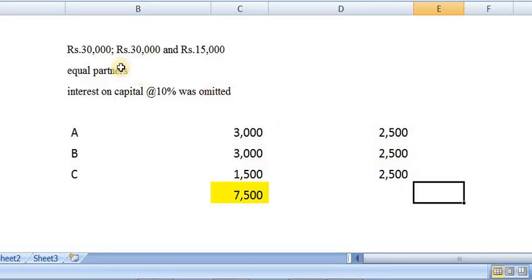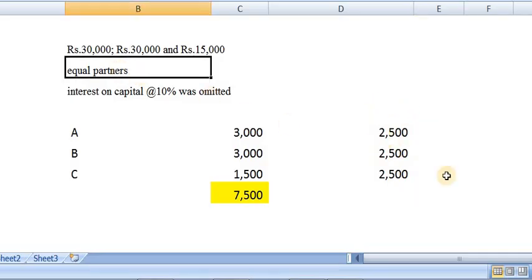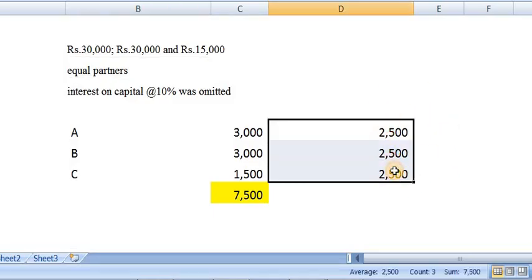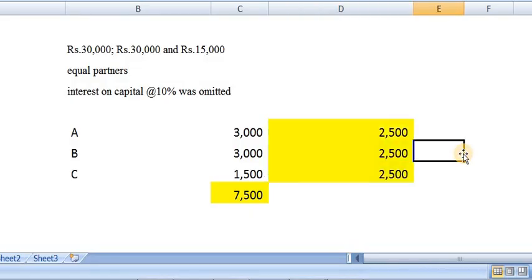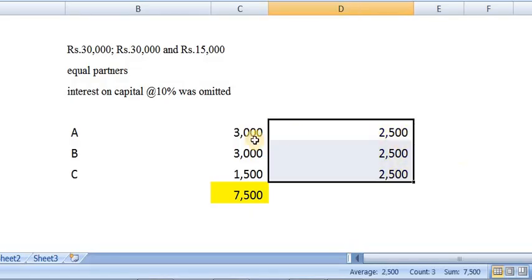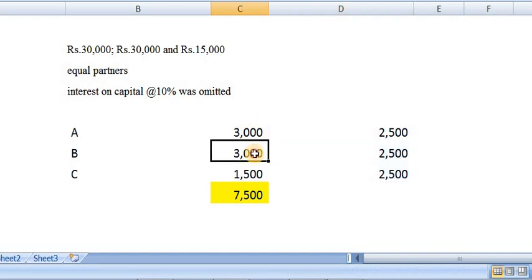These are equal partners, so we gave them equally. Not 7,500, we gave 18,000 anyway. 6,000, 6,000, 6,000. So now take back 7,500 equally, and redistribute 3,000, 3,000 and 1,500. Take back from a partner.